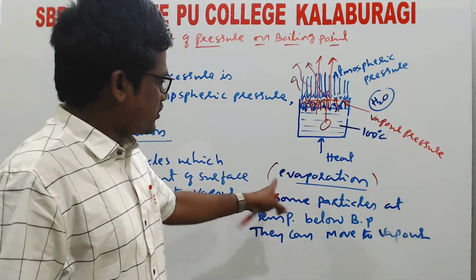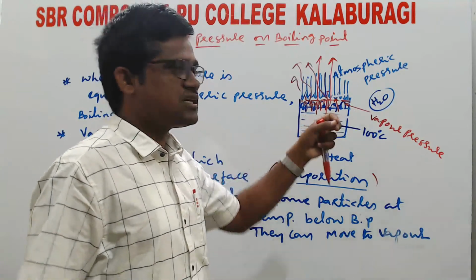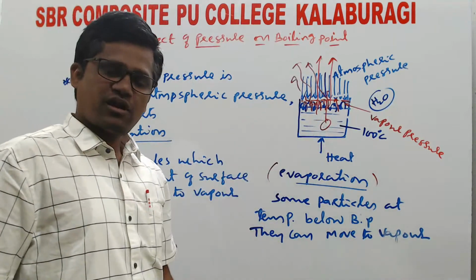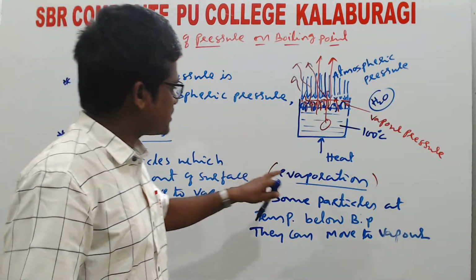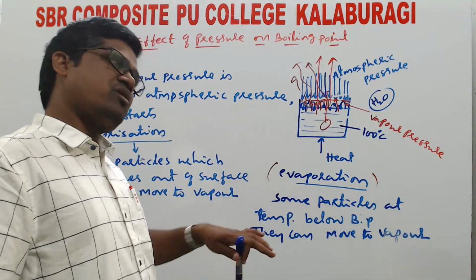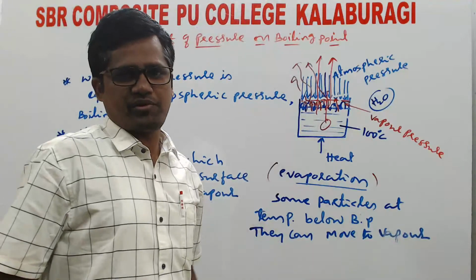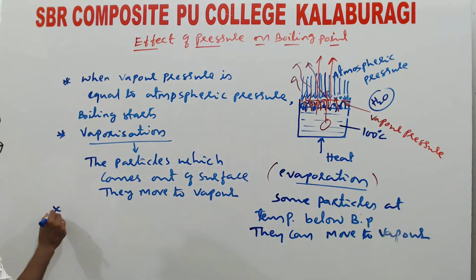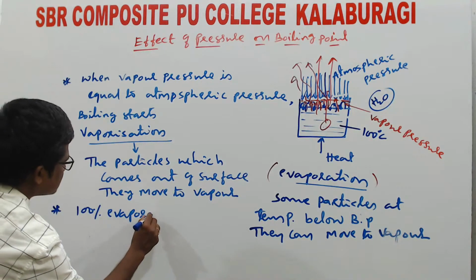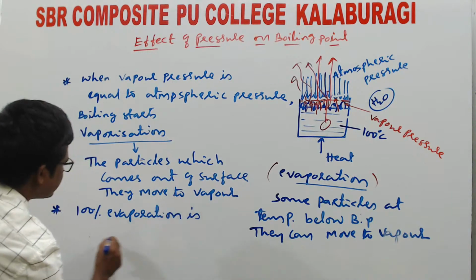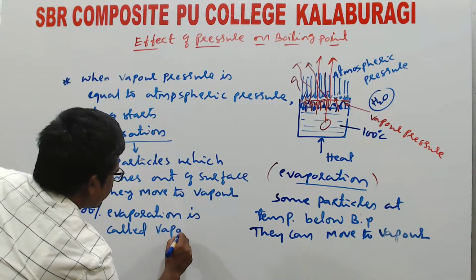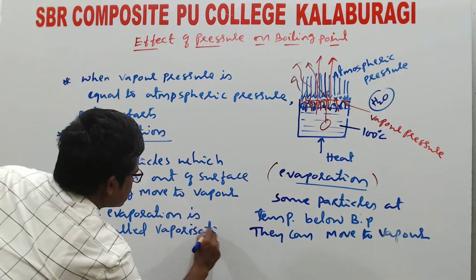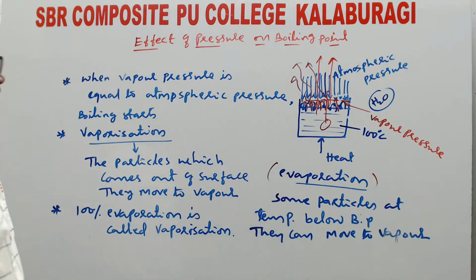Right? Okay. So you can say 100% evaporation occurs at the boiling point. All particles will go to the atmosphere. Another way you can say it: 100% evaporation is called vaporization. Vaporization means all particles which come to the surface go as vapor. So you can write another point here: 100% evaporation is called vaporization. Right? This is it.